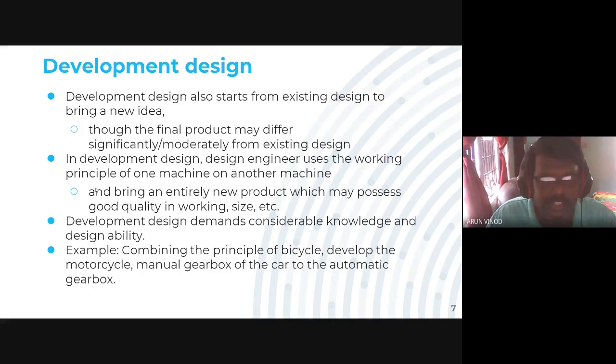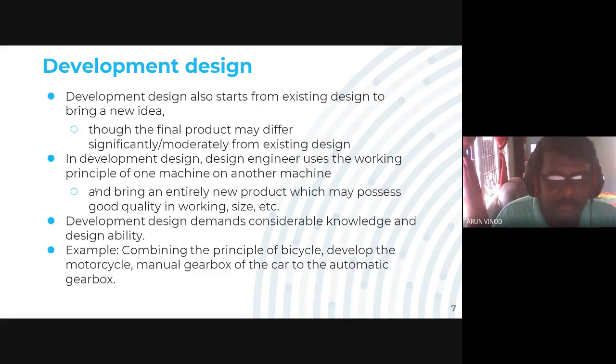The design engineer will use the already available working principle of one machine, and then he will try to implement or design another machine. So that will come to a new product, which may possess good quality, working or size, whatever it is. Development design demands considerable knowledge and design ability. See, very important. So if he is going for a smartwatch, then he should know about the electronics things, electrical things, mechanical things, everything he should know. So he should have considerable knowledge and design ability.